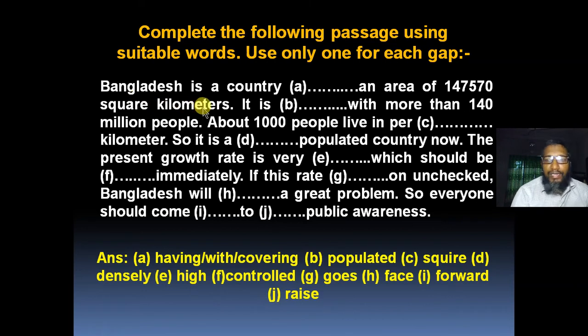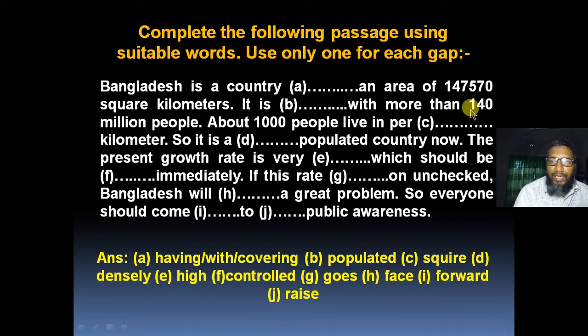1,47,570 square kilometers. It is dash with more than. It is. Look at the line, dear student. This sentence is passive voice. Actually, this line is passive voice. That's why here in the fill in the gaps we can use the past participle form of the verb. Because every passive voice must contain the past participle form of the verb.